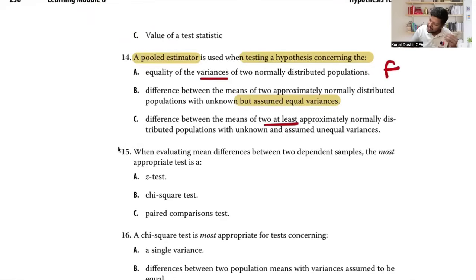Differences between the means of at least two normally distributed populations with unknown and assumed unequal variance: for this, you use a T test. But when the variances are equal, we use a test called the pooled estimator. So it's again differences between the means of two samples from normally distributed populations. But whenever they say equal variance, we use a pooled estimator test. This is where you calculate the differences in means. Instead of just taking the mean, you take the difference of both the sample means. Okay.